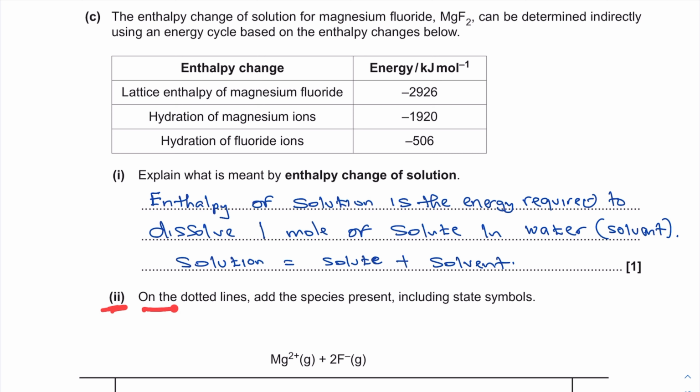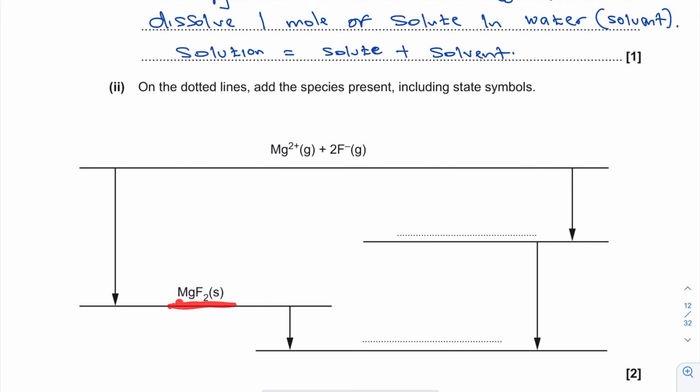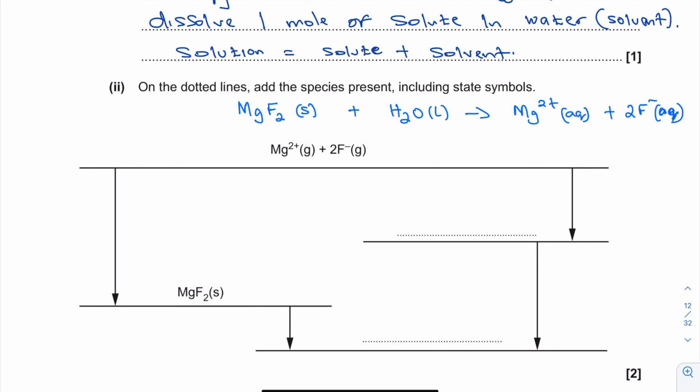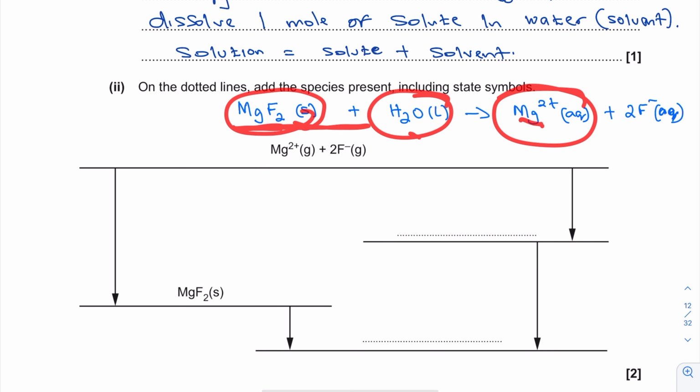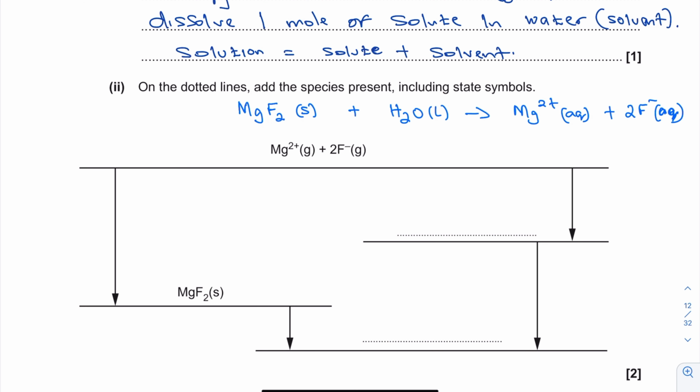Part 2. On the dotted lines, add the species present, include state symbols. So we're looking at MgF2 solid here. So that'll be the lattice enthalpy. We need to find the enthalpy of solution here, and we need to place the right species in this route. The first one we need to look at is the magnesium fluoride solid, which is the solute, and the solvent, which is the water, giving you the hydrated magnesium ion 2+ aqueous and fluoride minus aqueous.